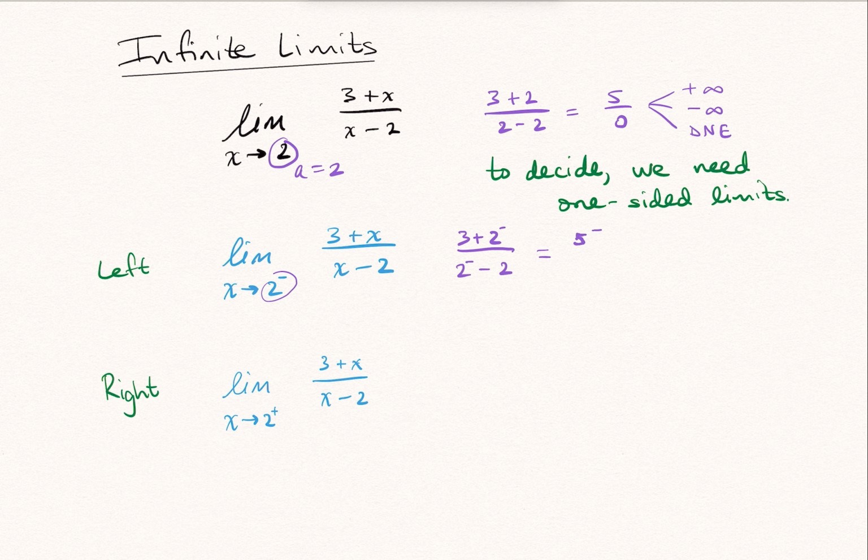And in the denominator, a number like 1.9999999 minus 2, well, that's going to be close to 0, but it's going to be negative. Again, 1.9 minus 2 is negative 0.1. 1.99 minus 2 is negative 0.01. So if we plug in numbers that are close to 2 but a little bit less, and then we subtract 2, we'll be close to 0, but we'll be a little bit less.